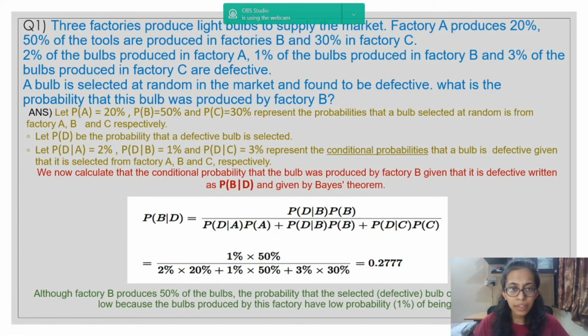The reason behind this is that even though factory B produces 50% of the bulbs, the percentage of it being defective is only 1%. That is why 0.277 is the probability that it comes from factory B.